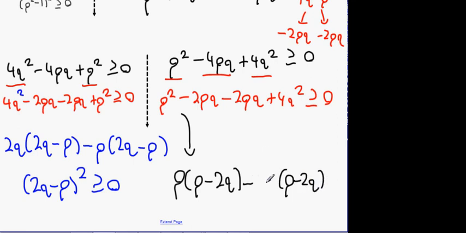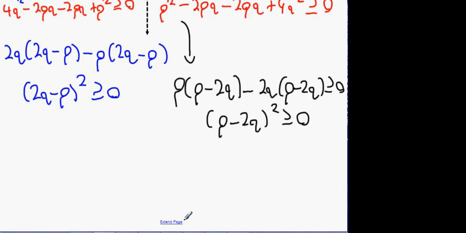Minus what? 2q. 2q into p minus 2q. And all of a sudden, this time we get p minus 2q squared is greater than or equal to 0. Are both of them greater than or equal to 0? Can anybody explain to me why they are both the same? Now that's a really hard one to explain. Why are they both the same?